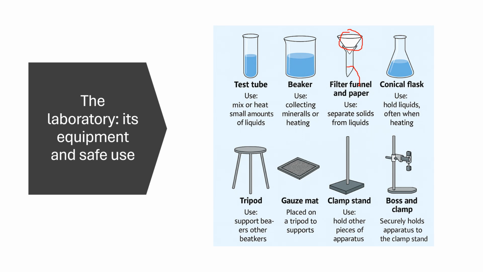You will also find different types of stands in the lab. Mostly these are clamp stands, and sometimes we can find the boss and clamp. Those are used to hold apparatus at a suitable height. You can adjust the heights, and it will help to securely hold apparatus to the clamp stand.